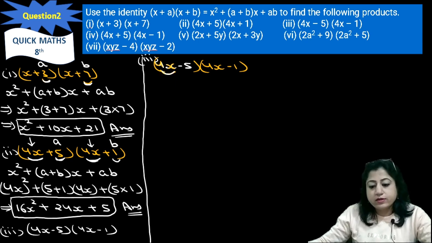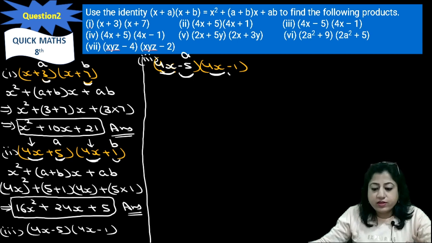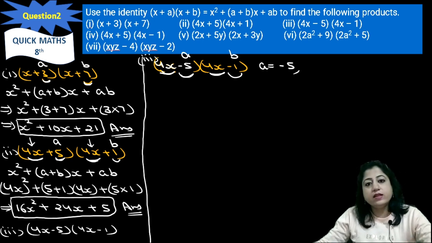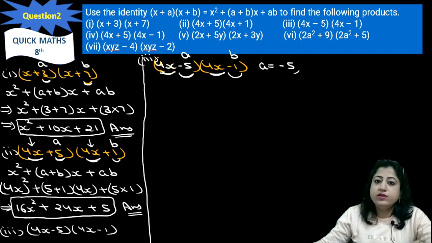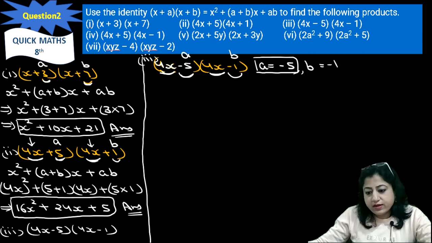What is the value of x? The value of x is 4x, meaning in place of x we will write 4x. What is the value of a here? Slightly different. Now a is not positive, a is negative, a is minus 5. What is the value of b? It is minus 1. So a equals minus 5 now, because in our identity it is x plus a, x plus b, it is not minus. So if minus is in the question, then we will use the minus sign along with the a. So a is minus 5. And what is b here? b is minus 1.